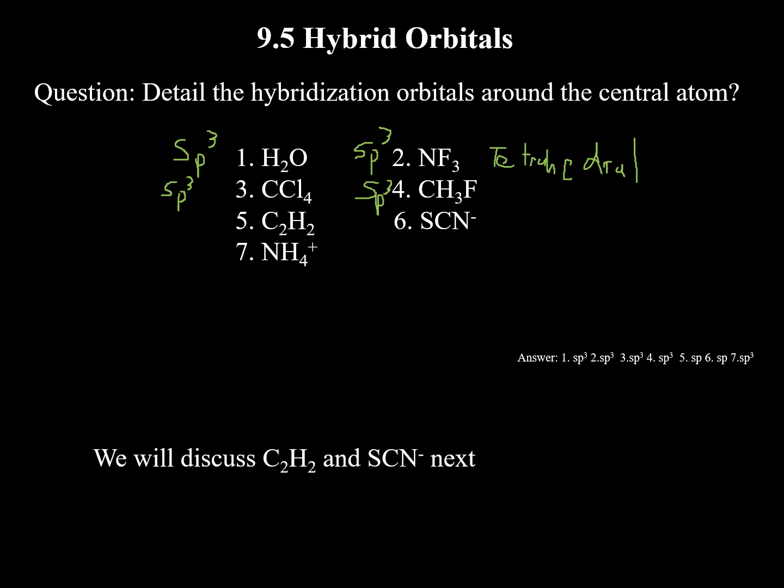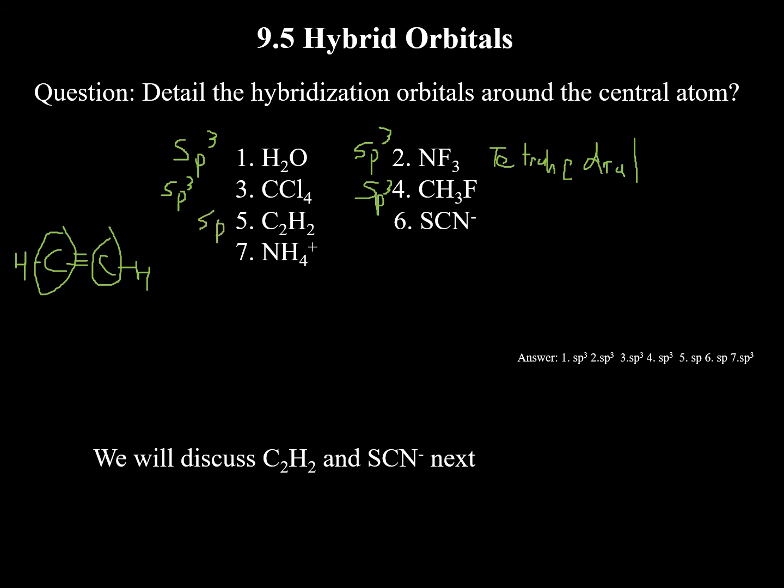In this case here, this is a bit different. We have the C2H2. It's drawn out like this. It's triple bond, H2. Again, we look at the central atoms. This is linear. Each carbon is linear. Therefore, it is an sp hybridization.